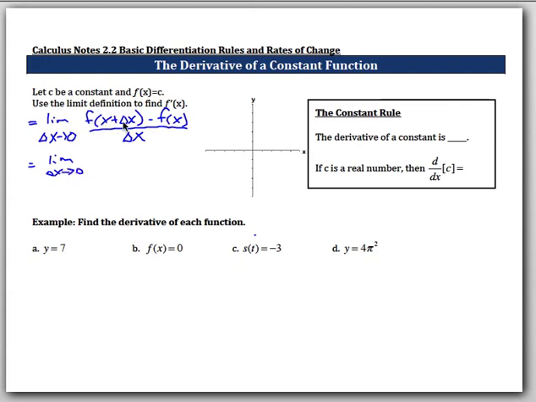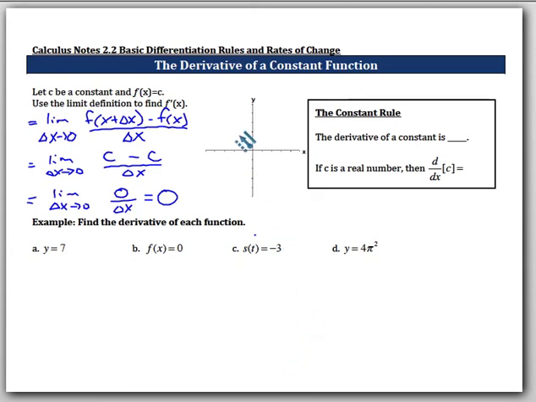Now when we think about f of x plus delta x, if f of x always equals c, then this is going to equal c as well. And f of x equals c, and then here we have delta x. And before we go any further here, we know c minus c is 0. So the limit as delta x approaches 0 of 0 over delta x. So as delta x gets closer and closer to 0, this number is also going to be getting closer to 0.